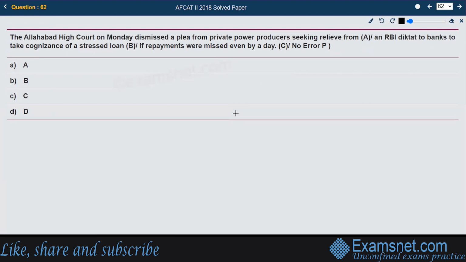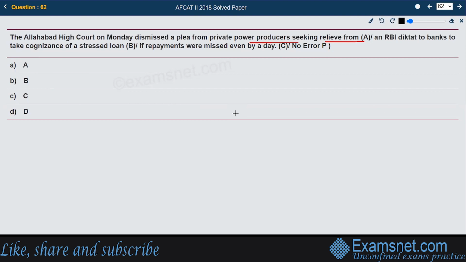Next, now we are supposed to find out the error, in which part of the sentence the error lies. The sentence has been broken up into 4 different parts. The first part is: the Allahabad High Court on Monday dismissed a plea from private power producers seeking relief from.